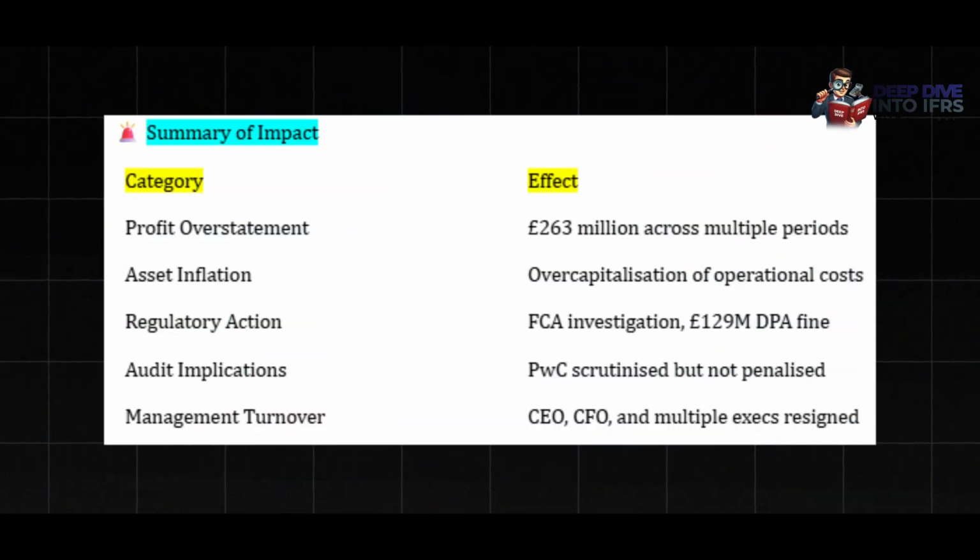Now finally, let me give you a summary of the impact. What all happened because of all these violations and scrutiny and investigation. Number one, there was a profit overstatement of around 263 million pounds across years. Number two, there was an asset inflation. That is, expenses were capitalized as assets and the asset figure shot up. Number three, regulatory action. Tesco was fined approximately 129 million pounds. Number four, the audit implications. The statutory auditors PwC was scrutinized but not penalized. And finally, because of all this, the CEO, CFO, and multiple other executives had to resign.